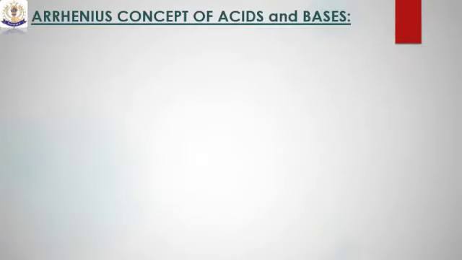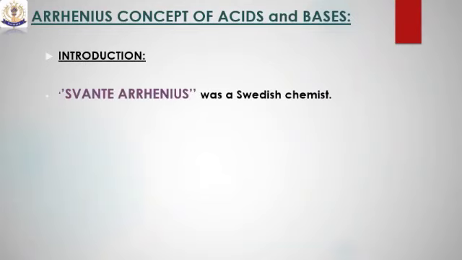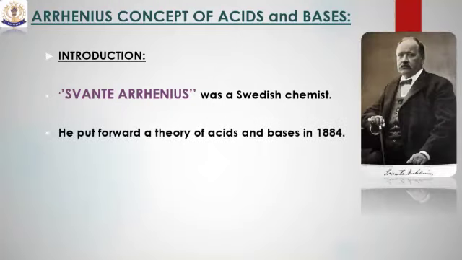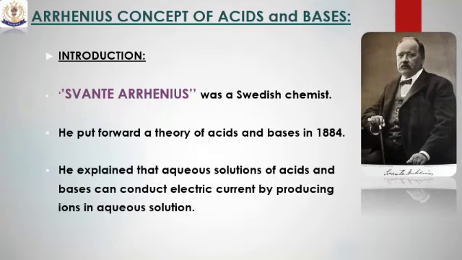Let's start our main topic, that is Arrhenius concept of acids and bases. It was introduced by a Swedish chemist, Svante Arrhenius. He put forward a theory of acids and bases in 1884, and he explained that aqueous solution of acids and bases can conduct electricity by producing ions in aqueous solution, which means that when acids and bases are dissolved in water, they produce ions, and because of those ions, they can conduct electricity.